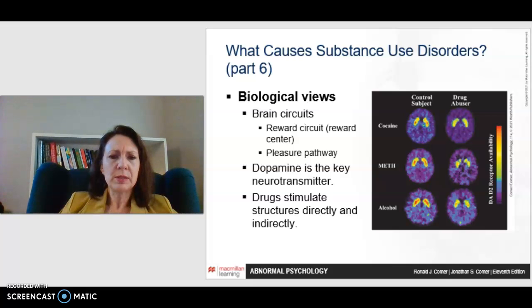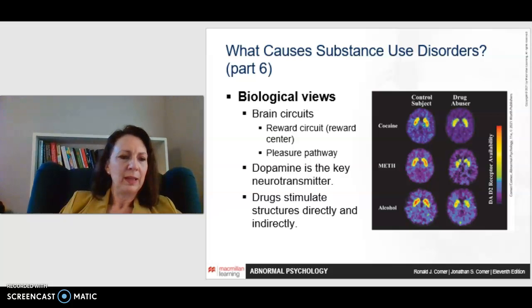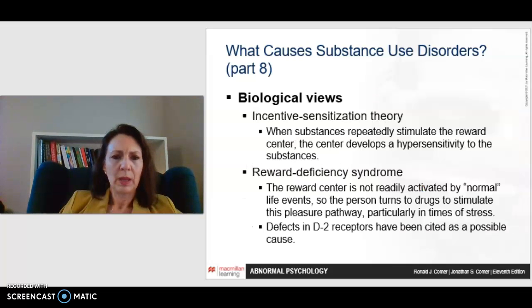The biological views also involve brain circuits, like the reward circuit, the pleasure pathway in the brain. It just keeps getting hit over and over again when people use drugs, and dopamine is the key neurotransmitter in that brain circuit. Drugs stimulate structures directly and indirectly, and each time it happens, the brain becomes more and more craving of having the drug one more time.